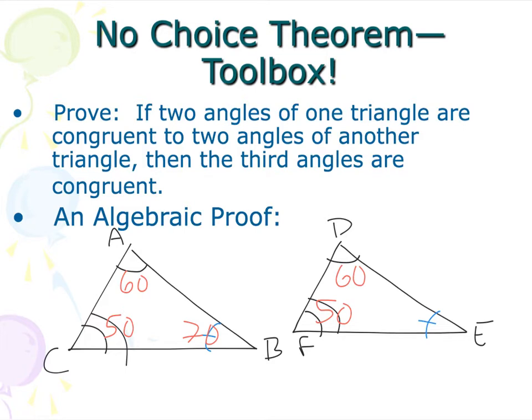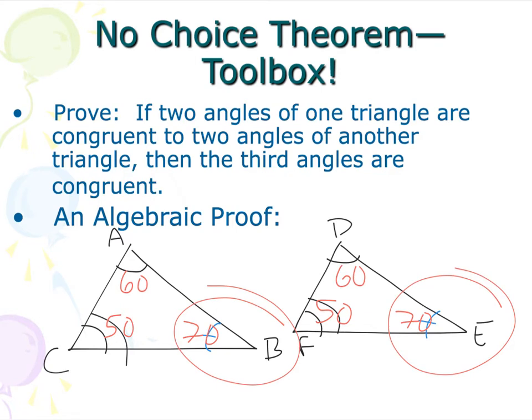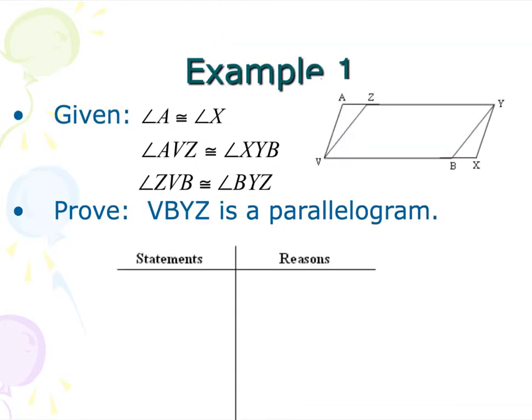And let's go with the same logic over here. 110, subtract that from 180, I get 70. Oh my goodness. These two angles are indeed the same measure. Holy cow, holy guacamole, if you will. That, my friends, is the no choice theorem. If you got two pairs of angles congruent, the third pair has to be congruent. You have no choice. Why don't we try a lovely proof with this?